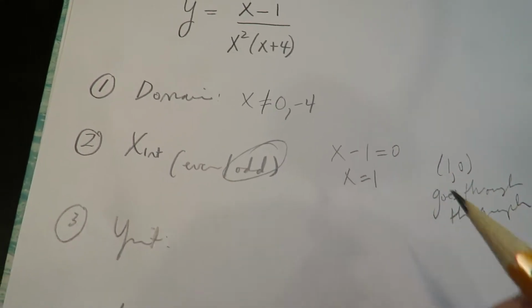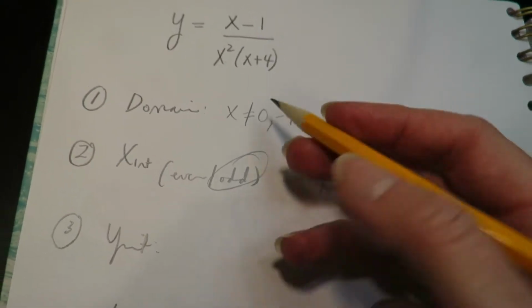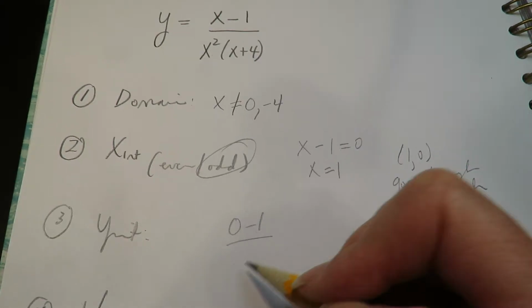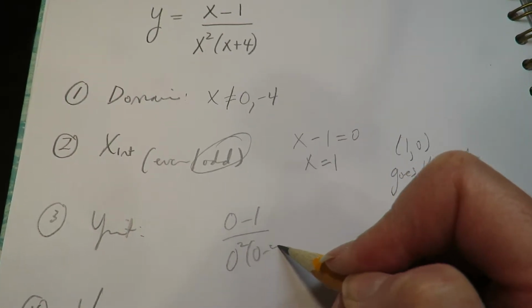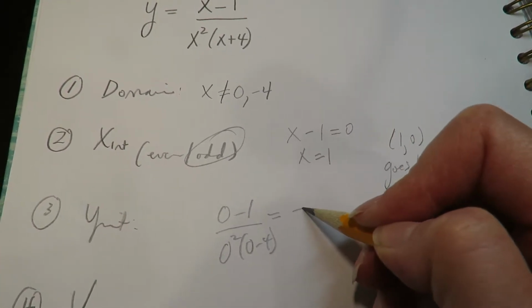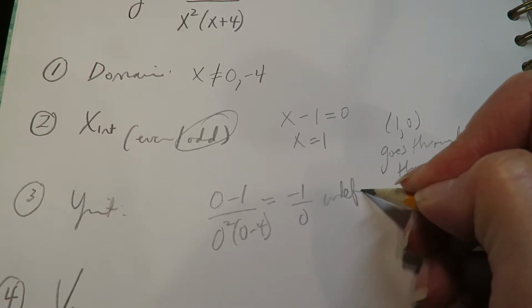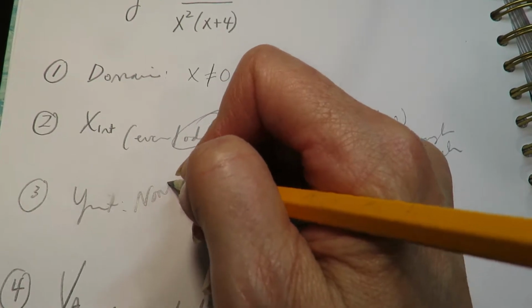All right, y-intercept is when you set all the x's equal to 0. So all the x's equal to 0. So 0 minus 1 over 0 squared, 0 minus 4. And that's going to end up being -1 over 0, which is undefined. So that means there's none.